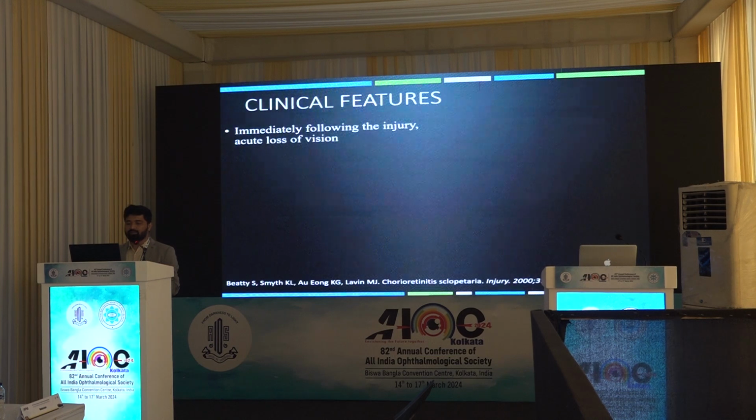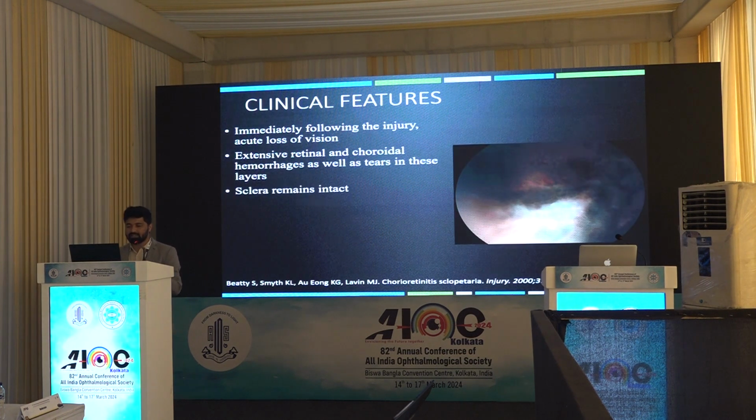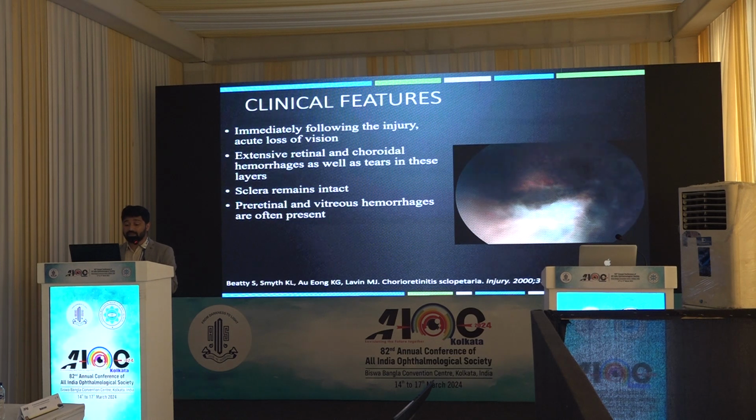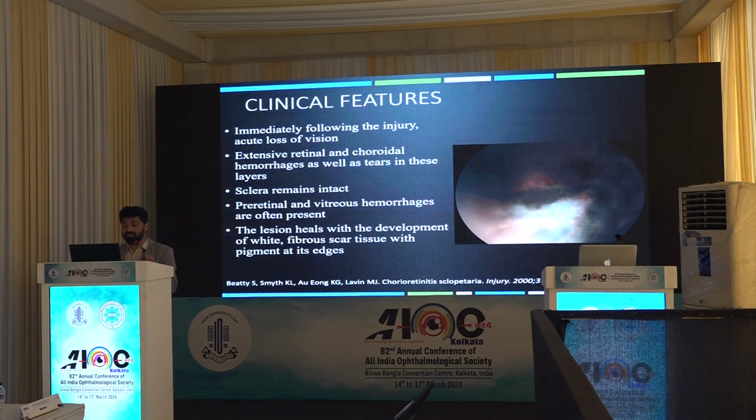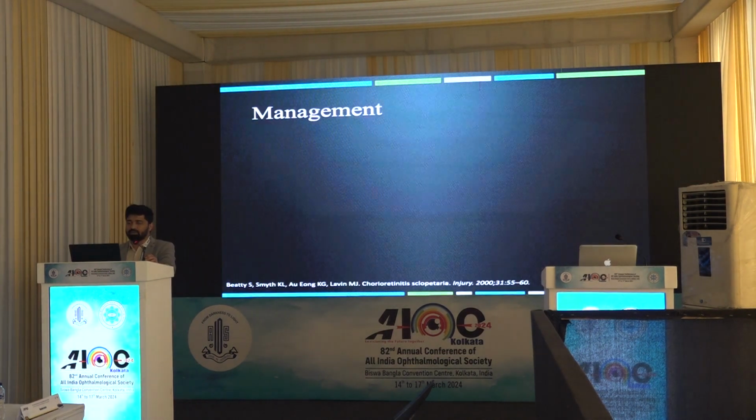One clinical feature immediately following the injury: there could be acute vision loss, extensive retinal and choroidal hemorrhage as well as tears in these layers. The sclera always remains intact. The pre-retinal and vitreous hemorrhages are often present. The lesion heals with or without development of fibrous scars. So how do we manage? It looks very bad, ugly. Once we see that there is a lot of pigment release, the retinochoroidal ruptures and all that.